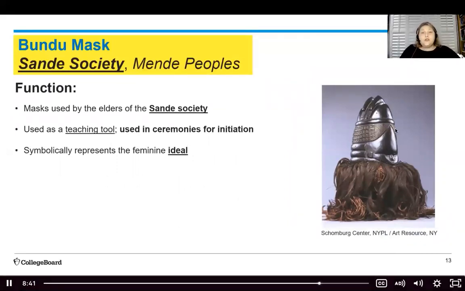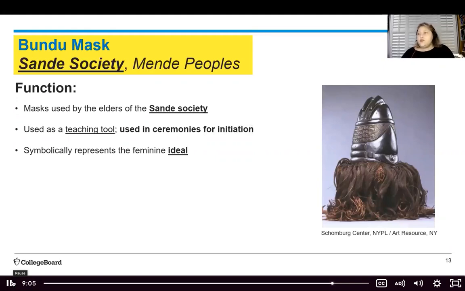These masks are used by only the elders. It's really important to distinguish that. This is stressed to my students every year. The masks are not worn by the initiates. They are worn by the elders, the older women who have already gone through the initiation. They are the teachers. They're used as teaching tools in these ceremonies for initiation. They symbolically represent the feminine ideal.